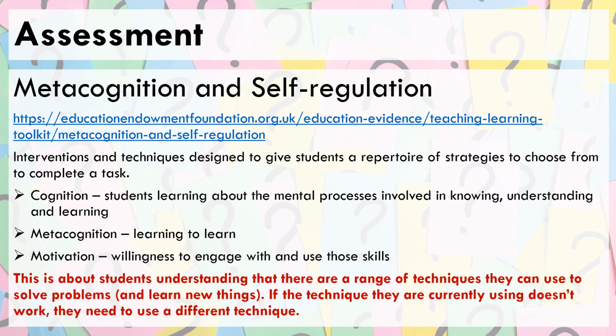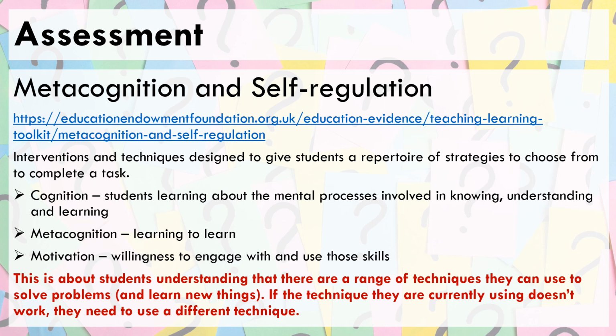So as well as me understanding how children can learn and be successful, I need to teach them that. So when we learn about cognition as teachers, we ought to think about the fact that students need to have that knowledge as well. They need to understand those mental processes involved in knowing, understanding and learning. If they have that information, then they can use it too. So metacognition is learning to learn. It's teaching our children how that learning process works.